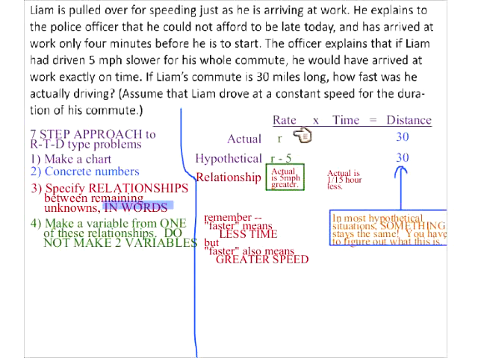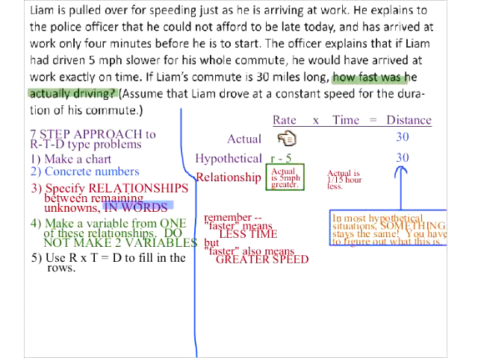The reason I'm choosing R for actual here is because that's what they're asking. So how fast was he actually driving? So let's put a variable for that. Now, here's the little secret: you don't need a second variable, because you have a relationship. It's called R times T equals D. So use R times T equals D to fill in the rows.